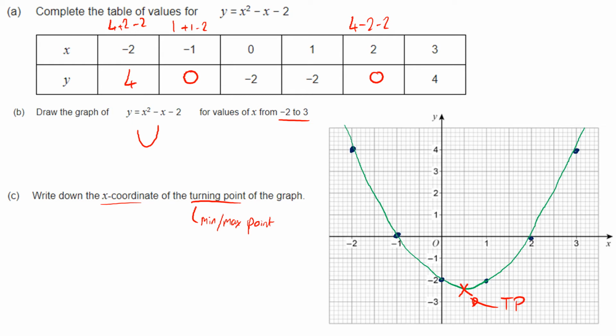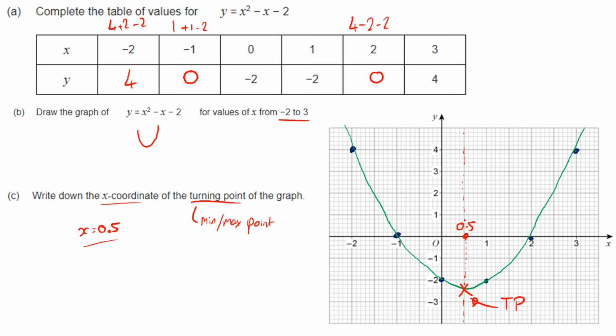TP, as we're going to call it. Now, what we've got to do is obviously write down the x-coordinate of that. We don't really know the y-coordinate because we might not necessarily draw the graph accurately as far as how far it goes down. But the x-coordinate we can read off by just looking up to the x-axis. It's this point here, 0.5. Incidentally, sometimes they might rephrase that question and say, give the equation of the line of symmetry of the graph. And that would be the same thing because it's that dotted line that goes through 0.5 as well.